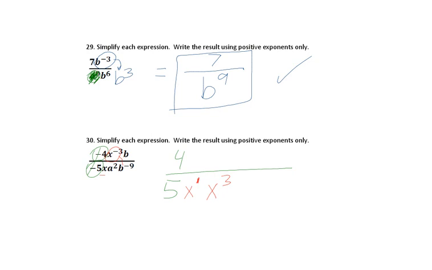a^2 is a^2, what can I say? And then there's a b^-9, which can move upstairs to become b^9. But don't forget, there's also a b^1 up top as well. So now we can add the b's, add the x's, and we'll be finished. So, on top you're going to get 4b^10. On the bottom it's 5x^4 a^2.